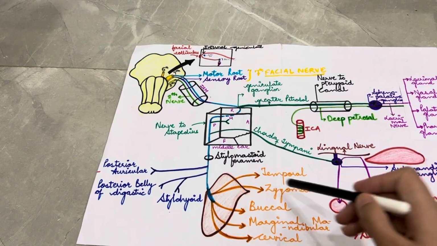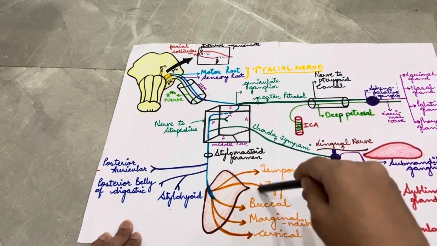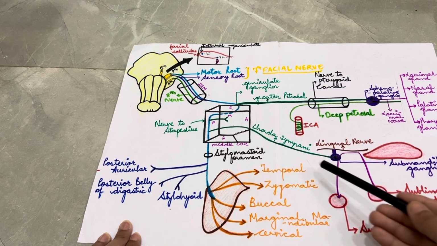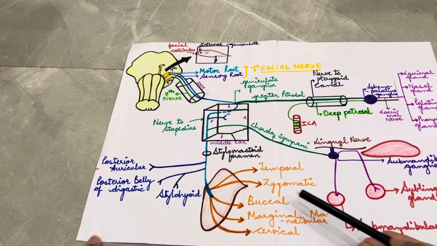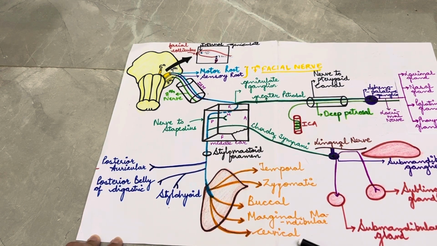And then it enters into this parotid gland and gives 5 branches. First is the temporal branch, next is the zygomatic branch, then the buccal branch, then the marginal mandibular branch, and the cervical branch.